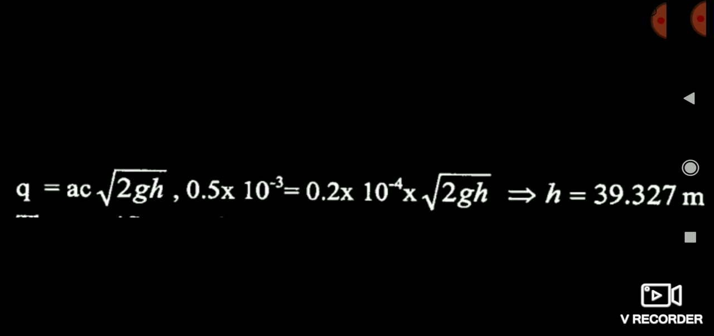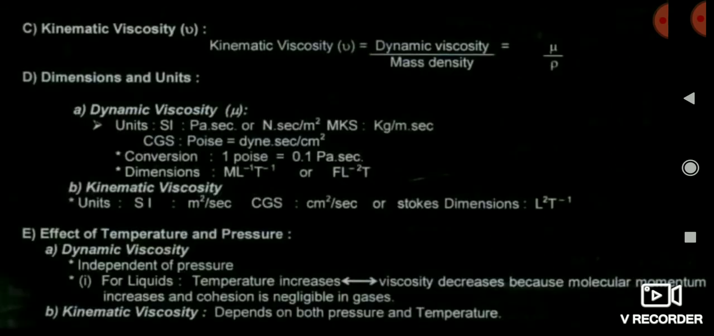So Q is equal to A Cd into root under 2gh. So you can calculate the h value, and our h value is 39.327 meter. So you can see this slide here.